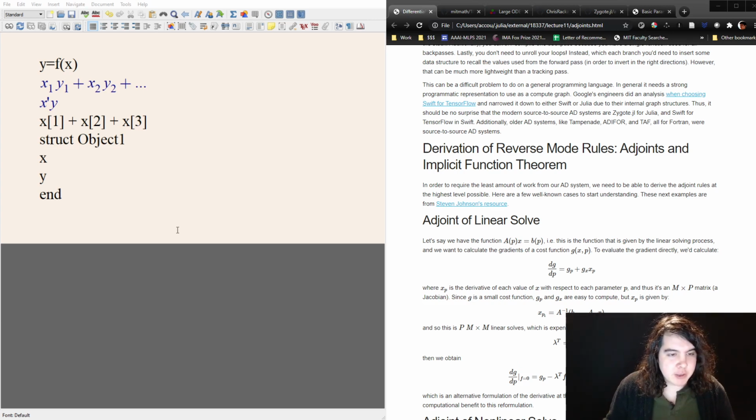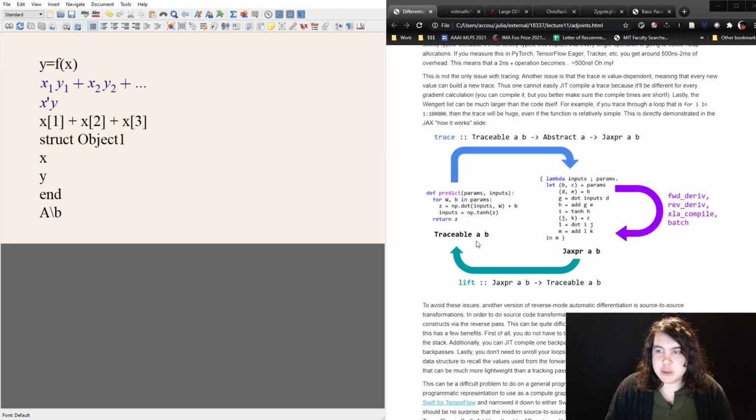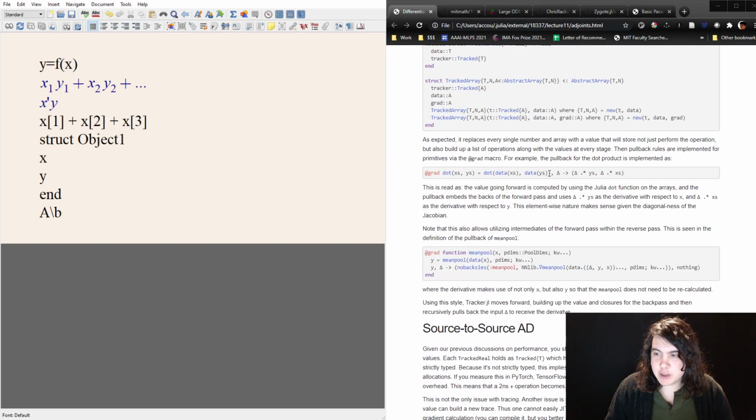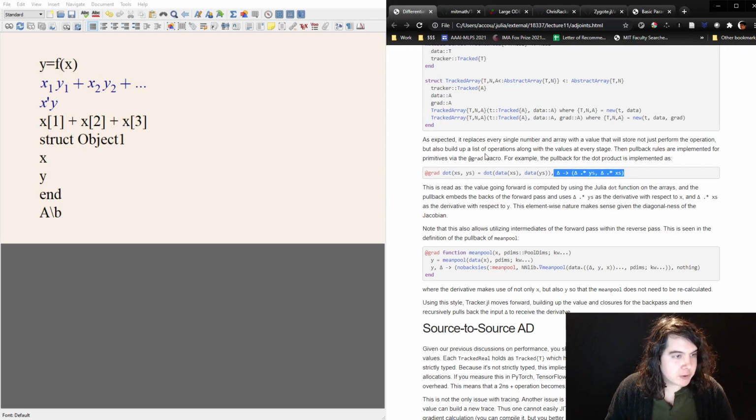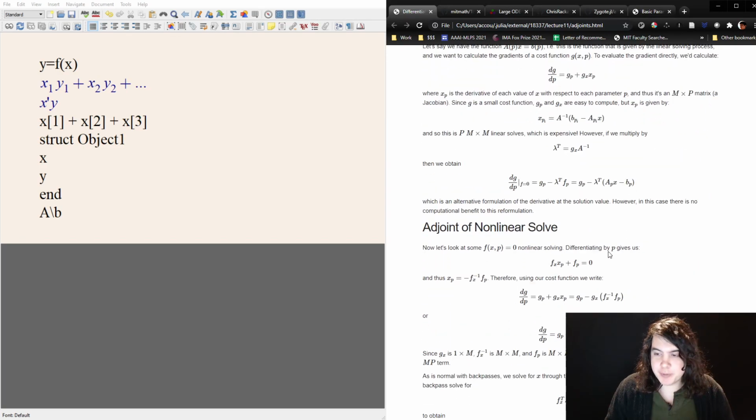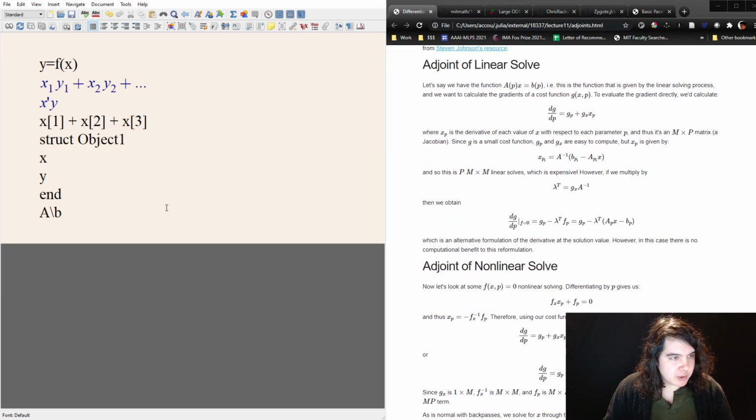So let's say someone has A backslash b inside of their program. What do we do with this? When we go forward, we solve A backslash b, and when we go backwards, what is that function? What is the function here that we define for how to tell it to go backwards? So let's actually look at this in isolation.